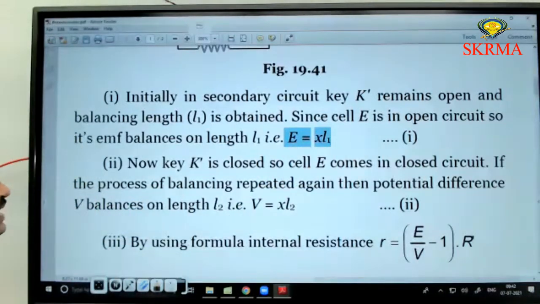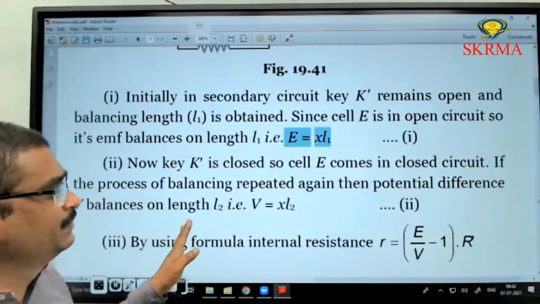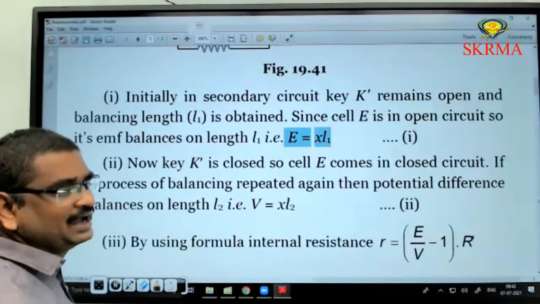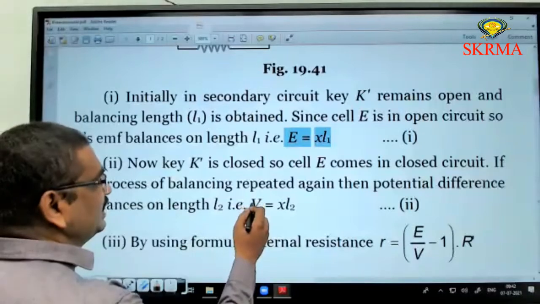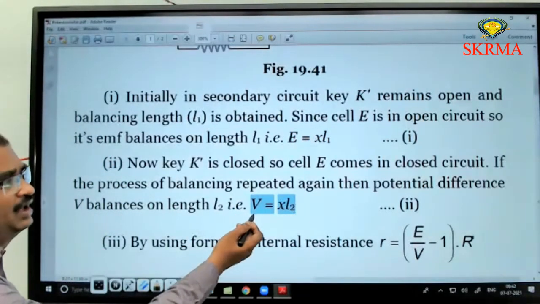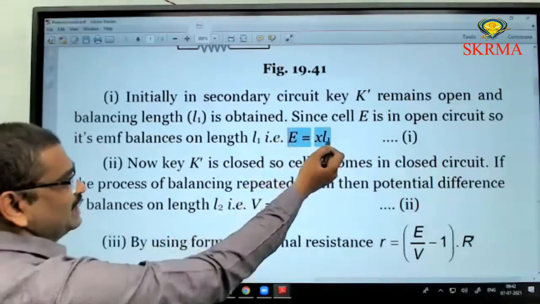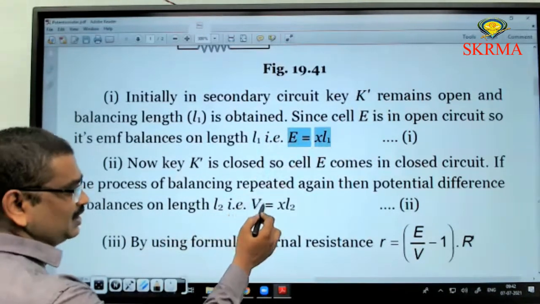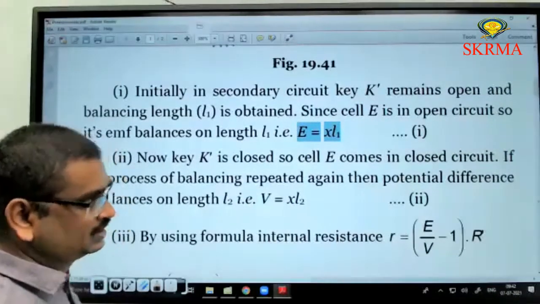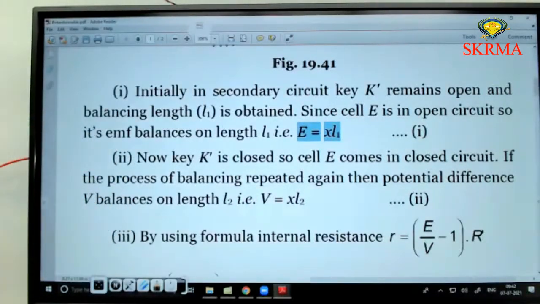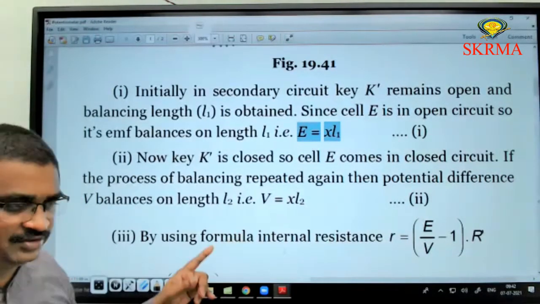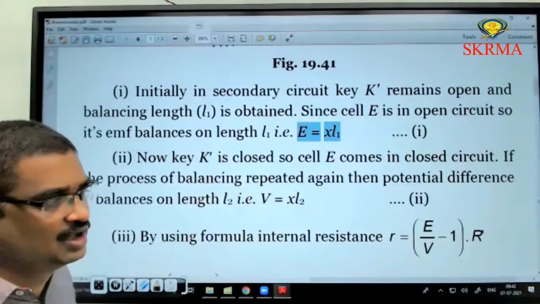Next, again key closed, and repeat the same procedure with another known cell. Then you will get the equation V equal to X into L2. So with the unknown EMF cell, E equal to X into L1, and with the known cell, V equal to X into L2. Take the ratio between these two, then you will get the answer for EMF.